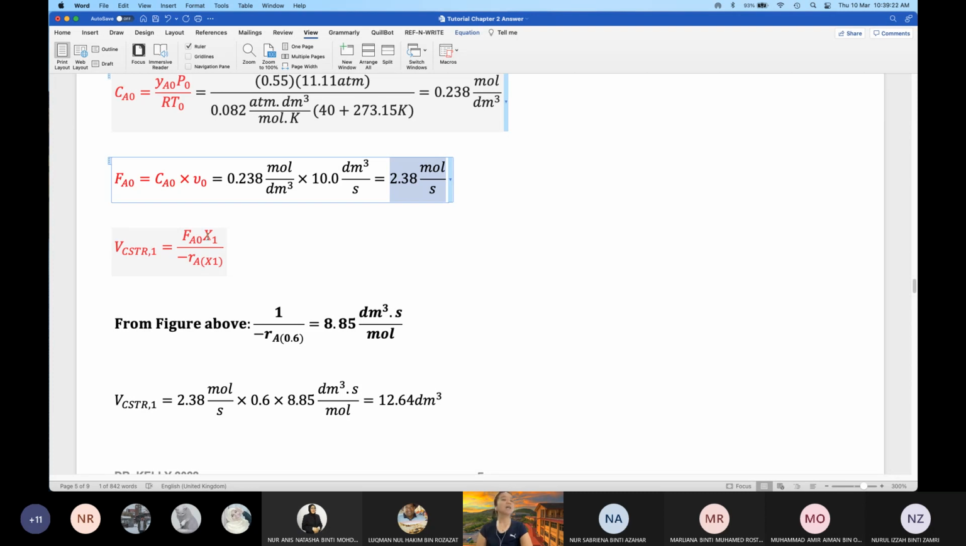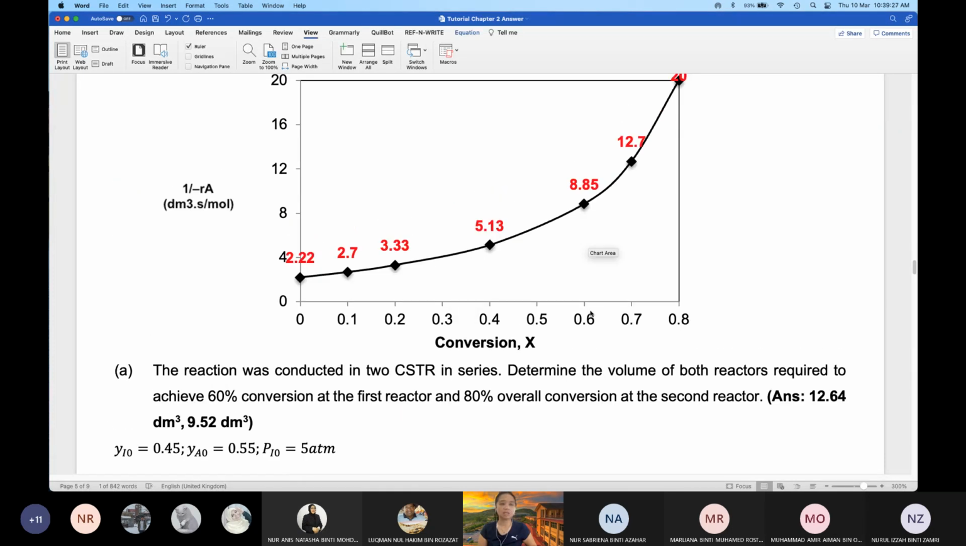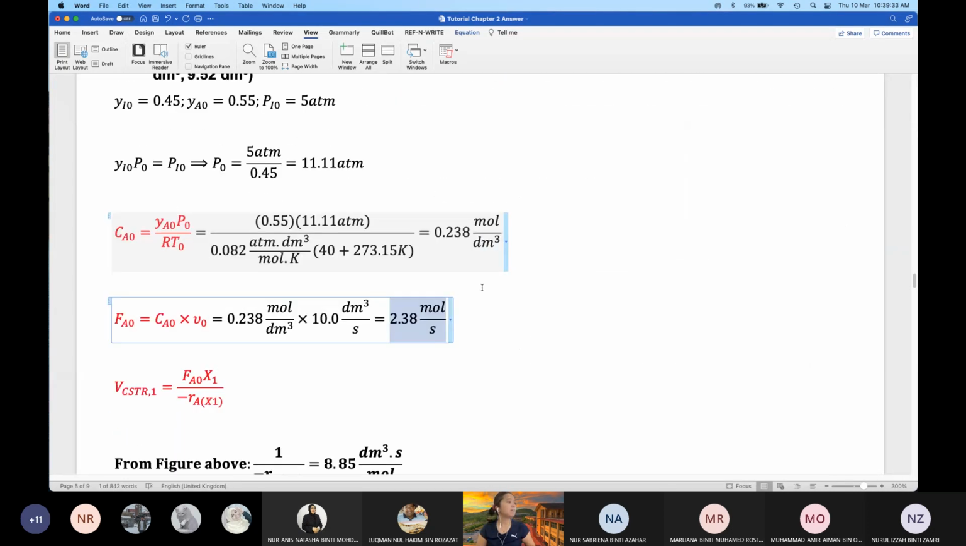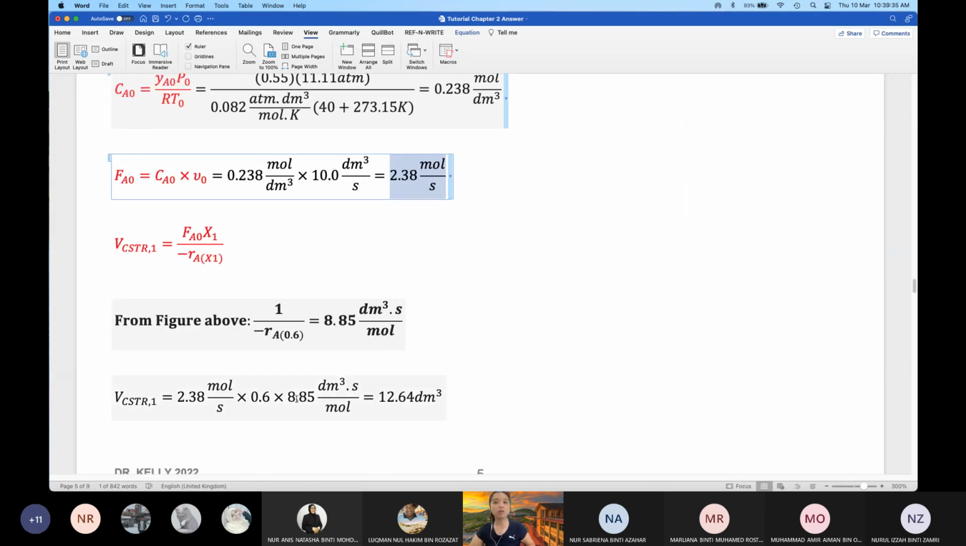Then you have to find from the plot when my X 0.6, 1 per minus RA 8.85. So you multiply with 8.85. Jangan lupa kalau guna plot, dia terus darab sebab plot tu adalah 1 per minus RA pada X yang kamu nak cari. So it was 8.85, you multiply, you get the volume of your CSTR1 as 12.64. So done for question part reactor pertama.